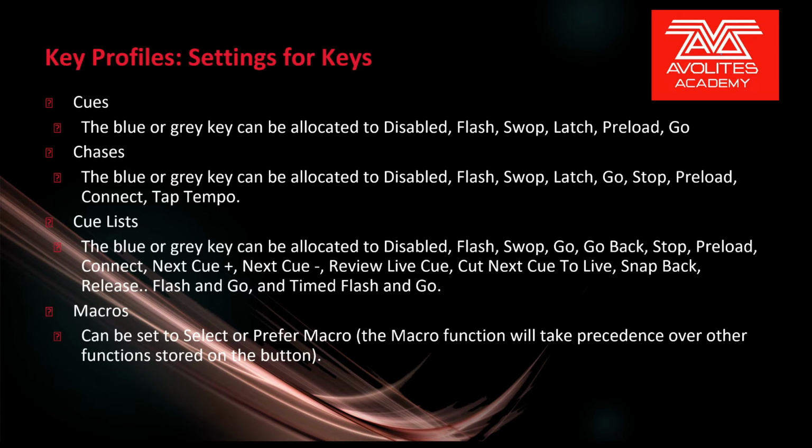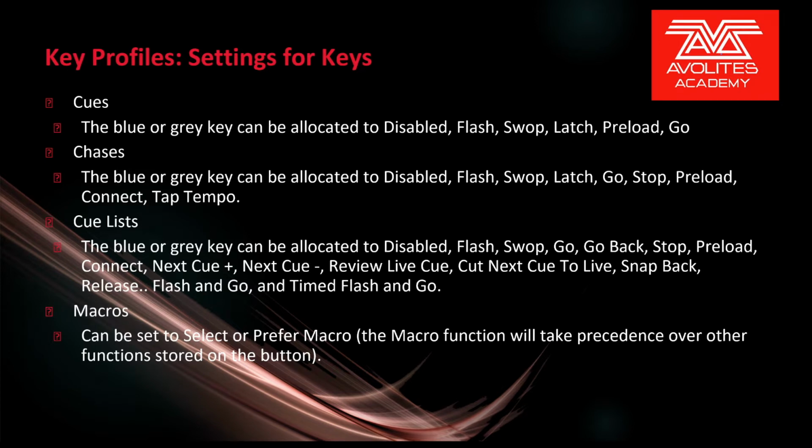So if we change our keys, these are what each key can be for each different type of item that you're setting the key for. If it's a cue, the blue or gray key can be allocated to disabled, flash, swap, latch, preload, and go. If it's a chase, the blue or gray key can be allocated to disabled, flash, swap, latch, go, stop, preload, connect, or tap tempo.